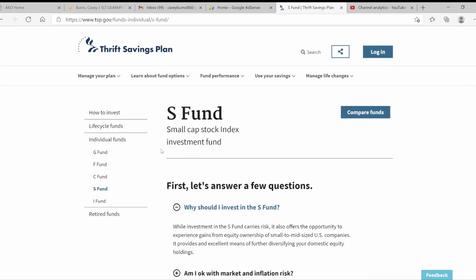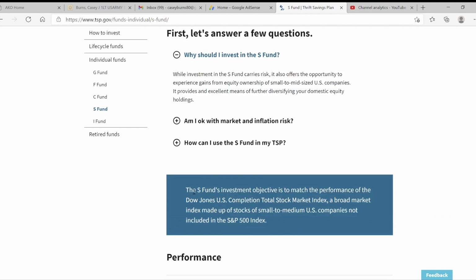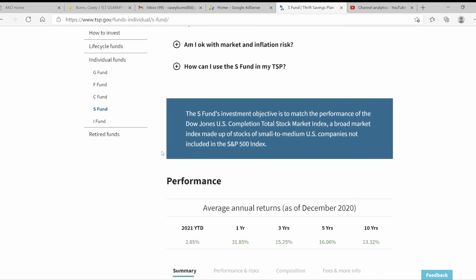This is going to mirror the Russell 2000 index. Let me just read this off. The S fund investment objective is to match the performance of the Dow Jones U.S. Total Stock Market Index, a broad market index made up of stocks of small to medium U.S. companies not included in the S&P 500. So these are basically the small caps. This one is going to be a little bit more volatile. When the economy goes bad, the S fund goes bad.